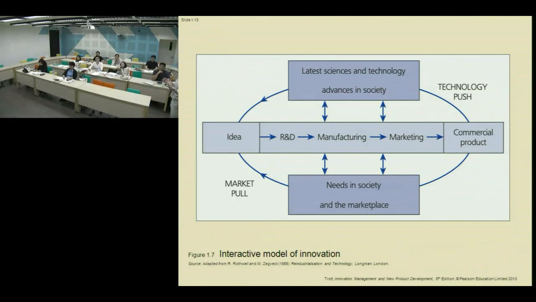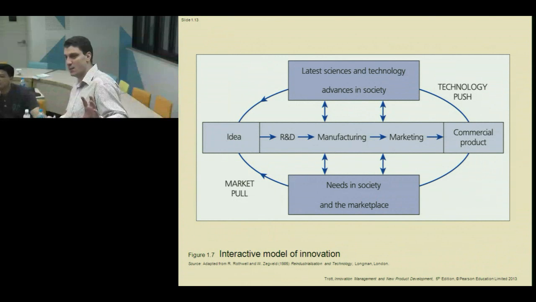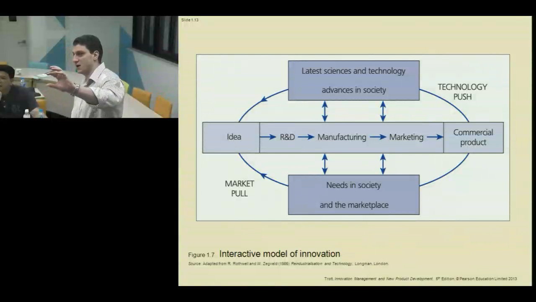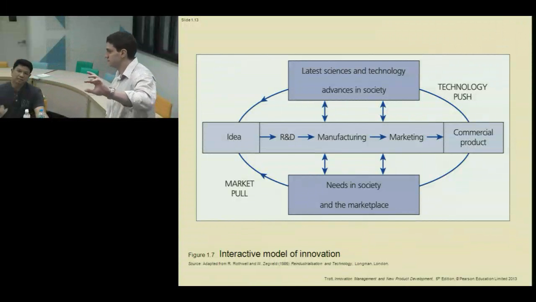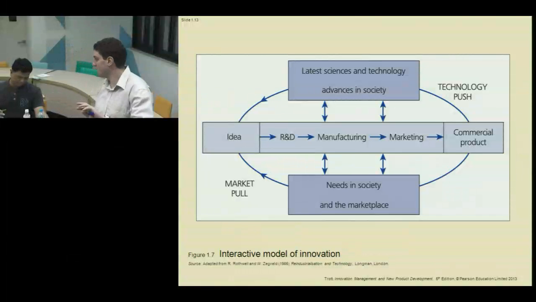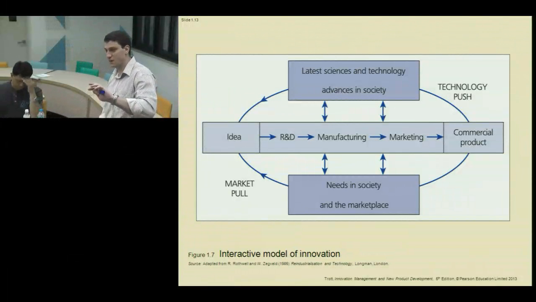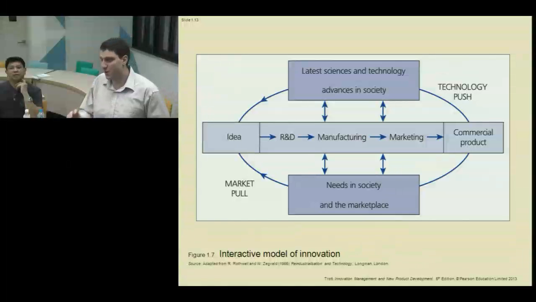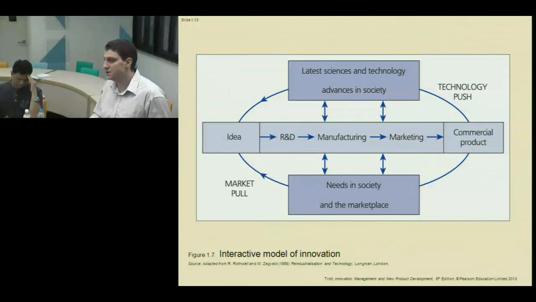And then we have all those concepts brought together. We have, on one hand, market pull and technology push, with the latest science and technology. On the other hand, we have needs in society and in the marketplace. And in between, we have the process. We have the idea, the R&D, manufacturing, marketing, that all lead to the final offering.